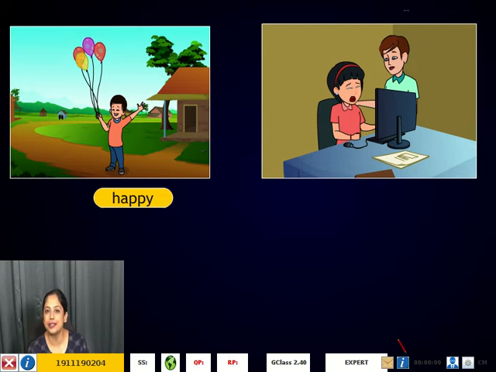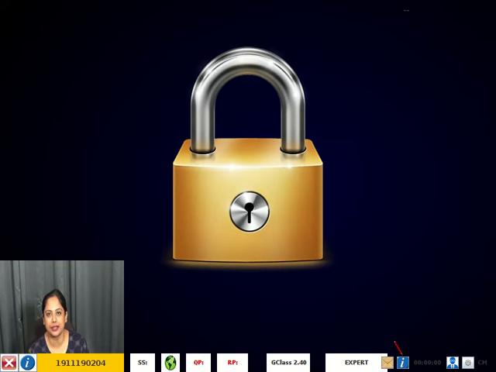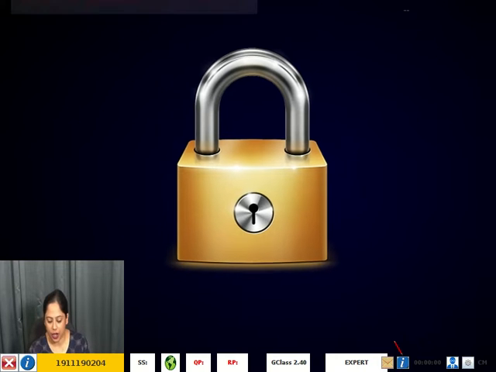Now, look at these two situations. On your left, the little boy carrying the balloons, he looks really happy. On your right, the girl doesn't look happy. She is crying, she's yelling, she seems to be really sad. So the term that we use to describe the girl on the right is what? The term here we use is unhappy. UN. That is the prefix.